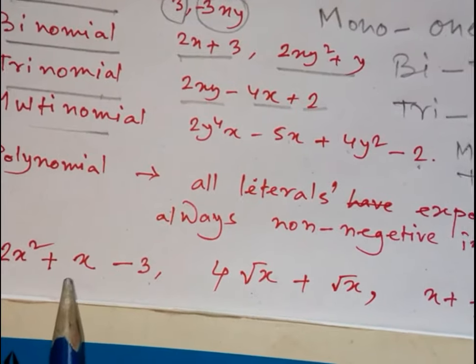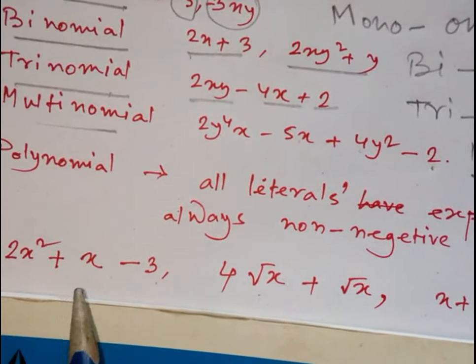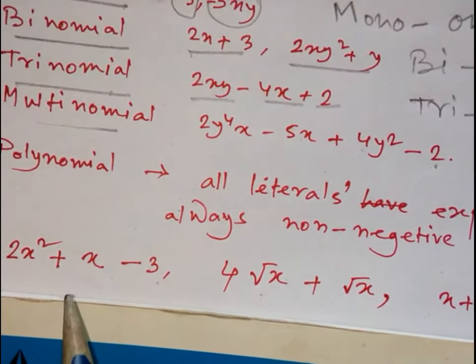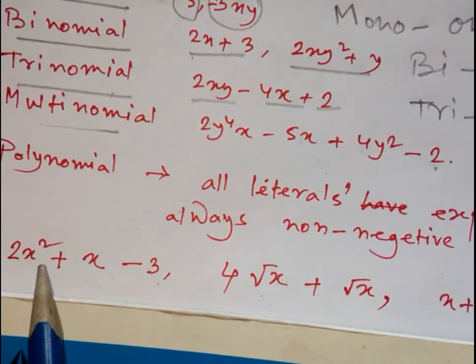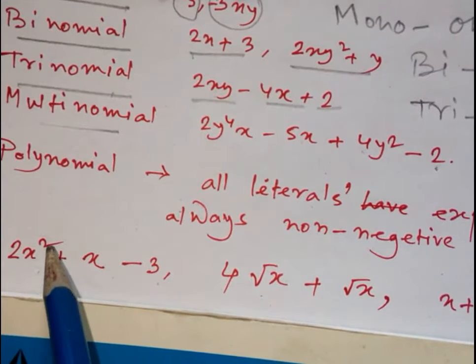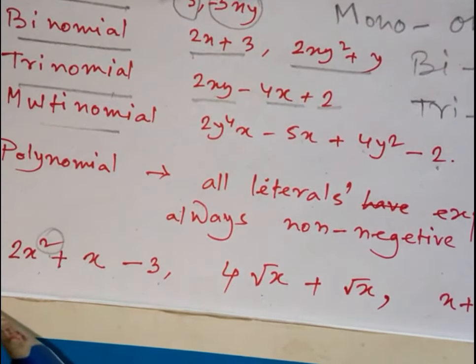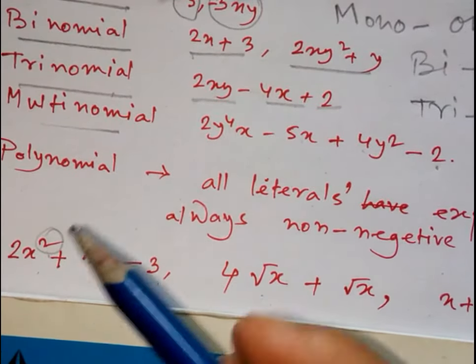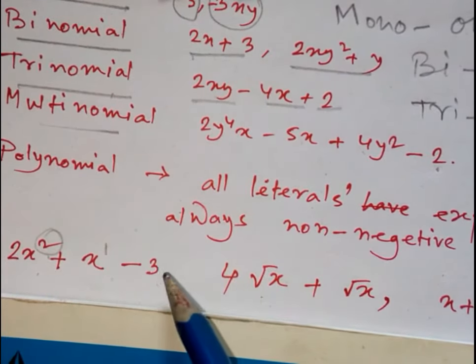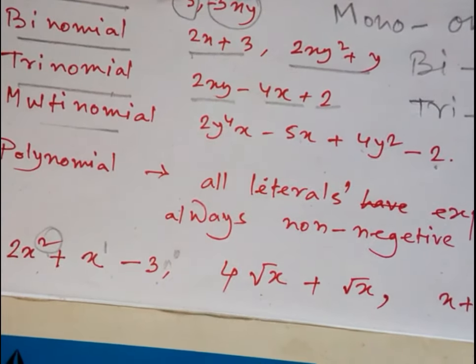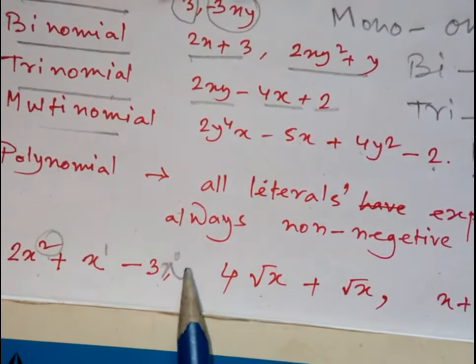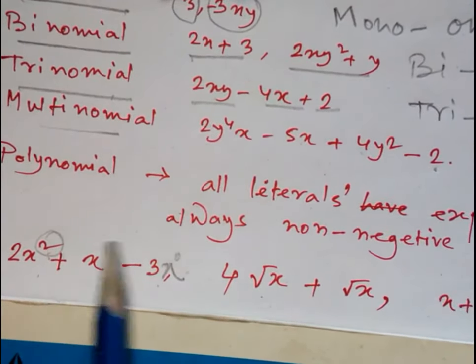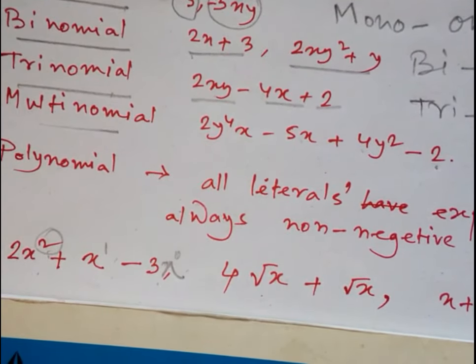It is a multinomial because it has three terms, and it is also a polynomial because the power of that literal is non-negative, that means 2, here 1, and here x to the power 0. So 0, 1, 2 all are non-negative integers, so this is a polynomial.